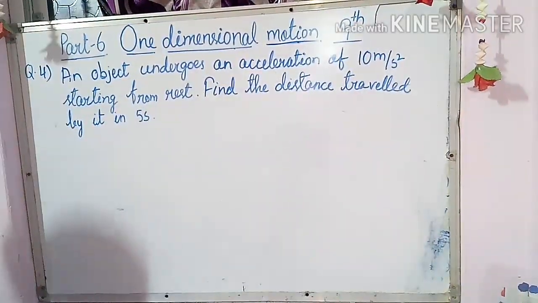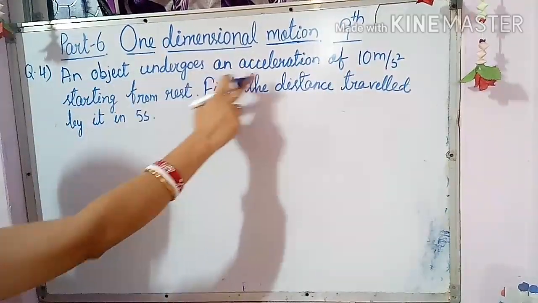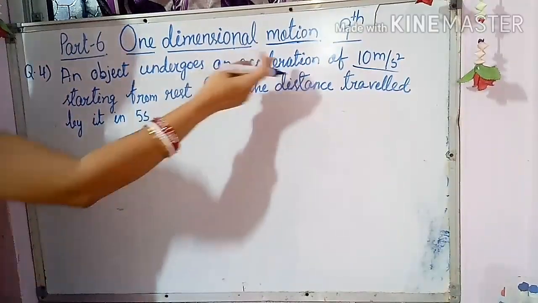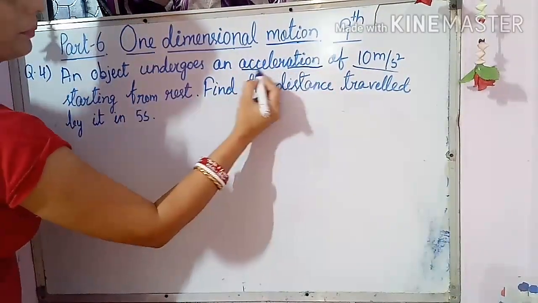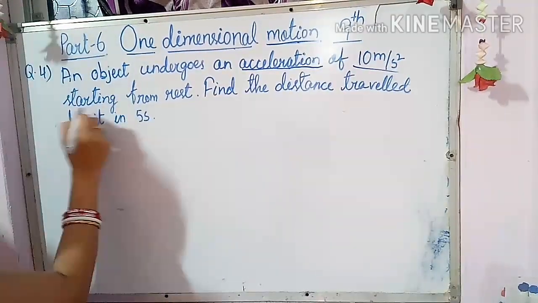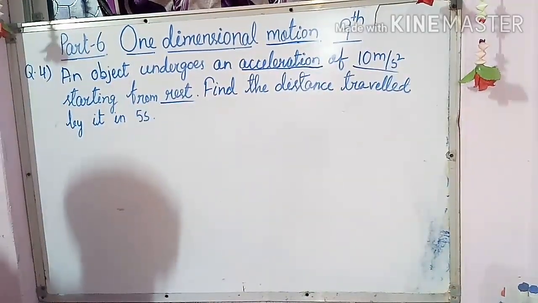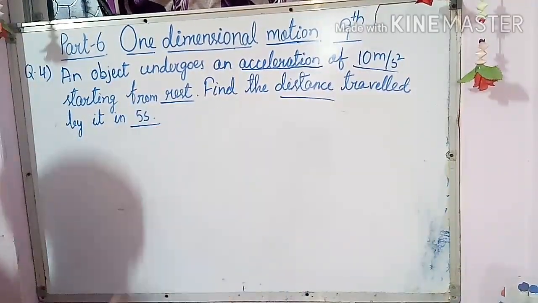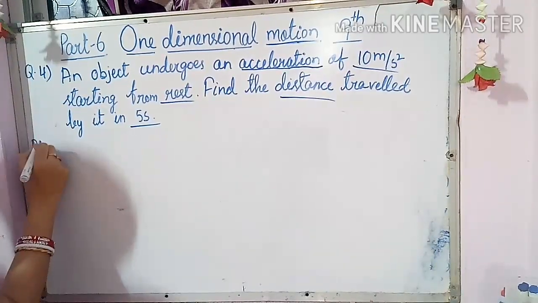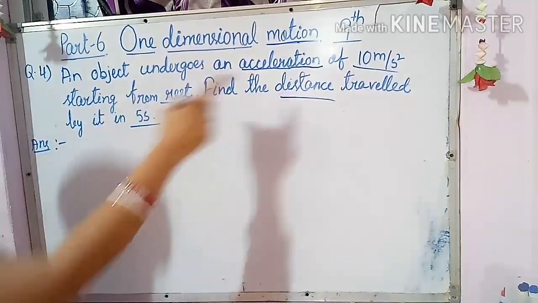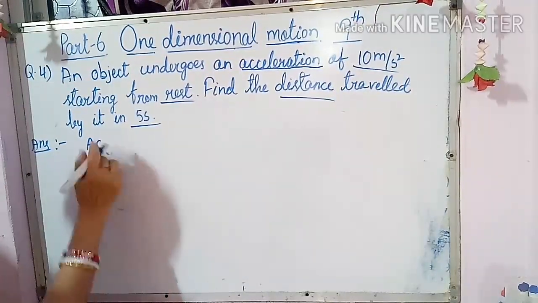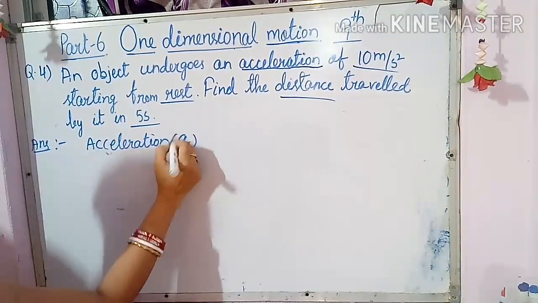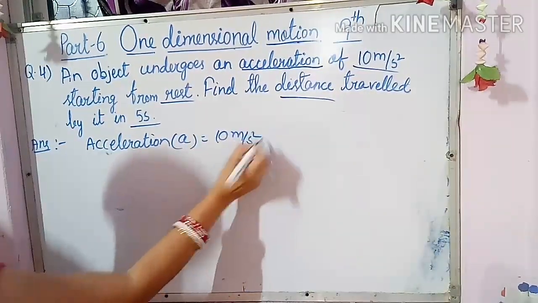Now children, you can see the next question. An object undergoes an acceleration of 10 meter per second square. It is important, 10 meter per second square. Acceleration has given. Now starting from rest means initial velocity equal to 0. Find the distance travelled, s is asking, by it in 5 seconds, time has given. Now write symbolically all the things, children. That is the acceleration. Acceleration a equal to 10 meter per second square.